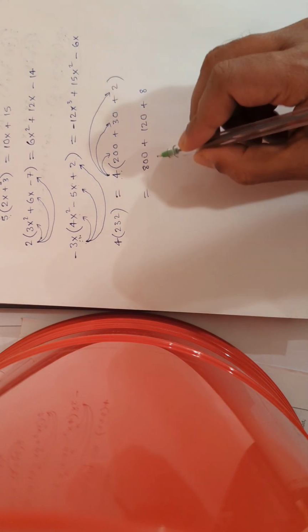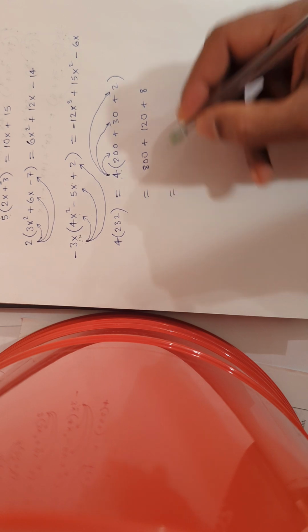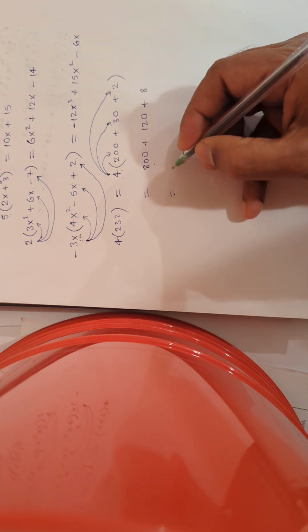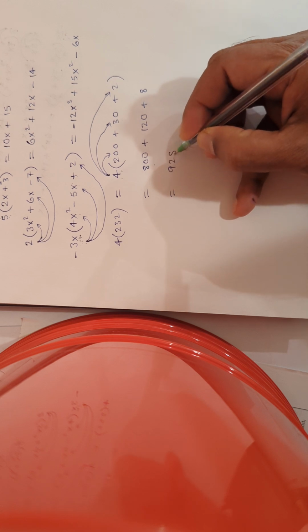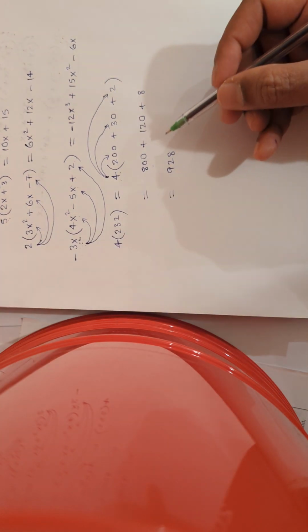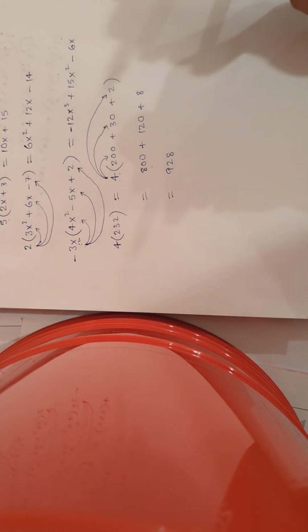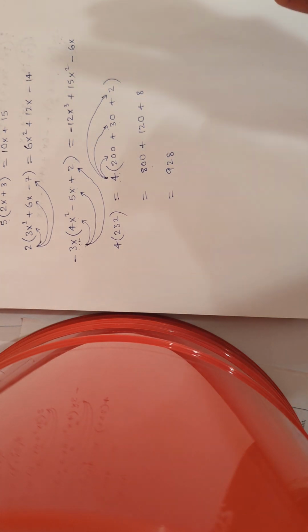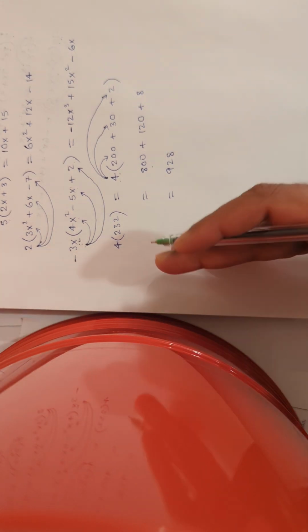Now all I have to do is add these three numbers, and 800 plus 120 is 920, plus 8 is 928. Now it's pretty much the same thing that you would do in an algorithmic multiplication, but instead of going from right to left, we are going from left to right.